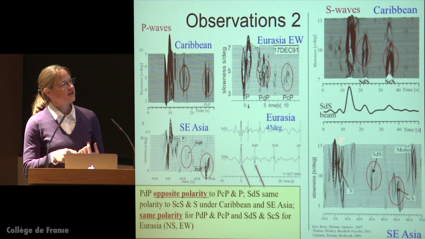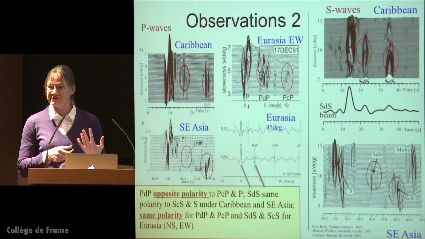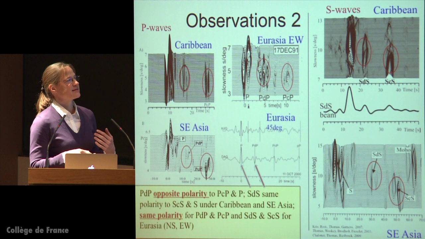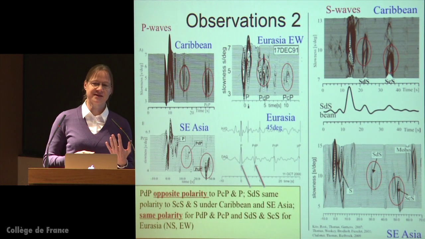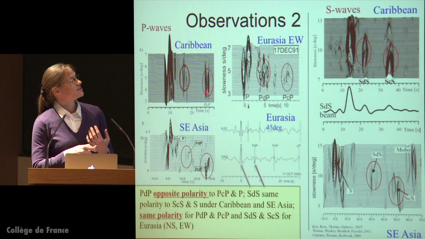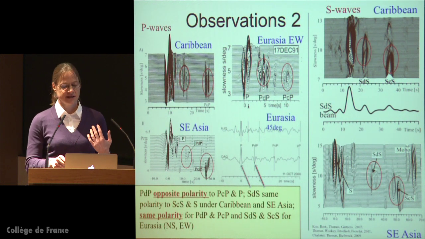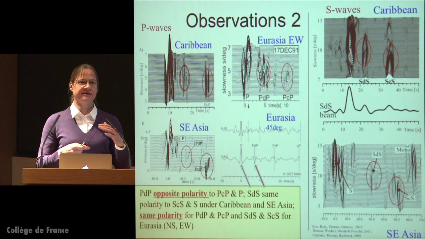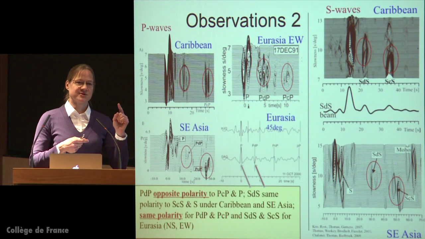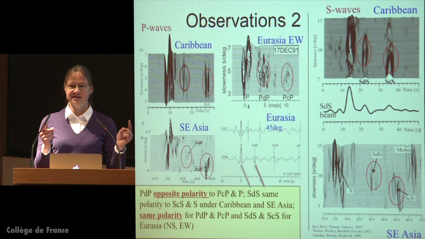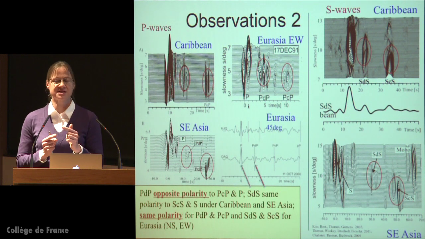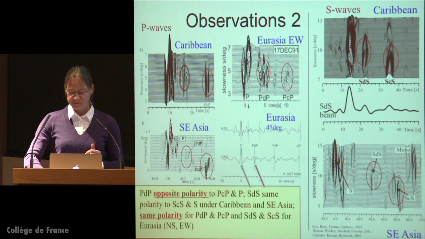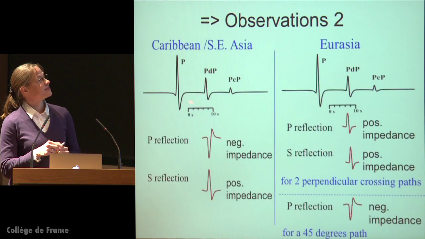In the S waves, you see in all cases that the S wave reflection of D double prime has the same polarity as SCS and S. So that's, of course, very interesting because in some cases, and these are all high velocity regions, right? In some regions, you see a P wave velocity decrease and an S wave increase, and in other regions, you see increases in P and S waves. So this is just summarized here in this slide.